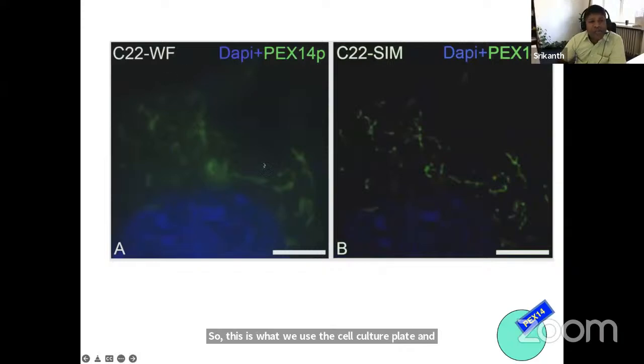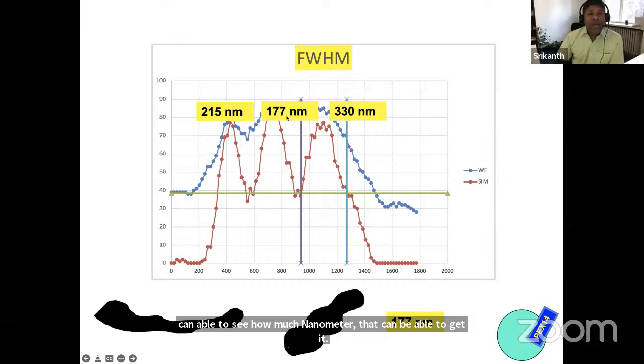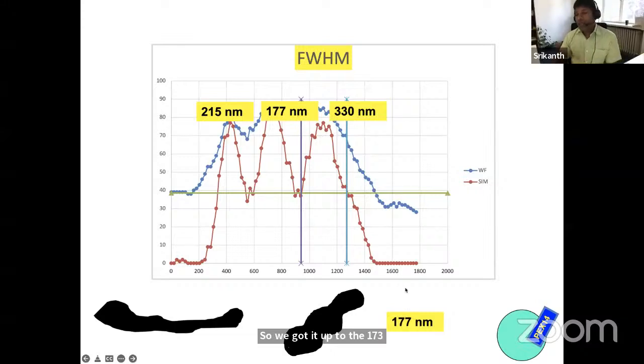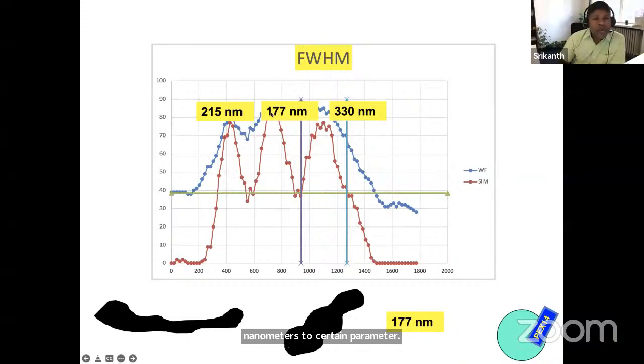You can see the typical structure of the peroxisomes, which is very beautiful, with the typical labeling on the membrane of the peroxisome, PEX14. There is a typical structure that you can analyze, called full width at half maximum, where you can see how many nanometers you can get. We got down to 177 nanometers, which is actually super resolution, because you break the law. The Abbe law gives a limit of 300 to 700 nanometers, so we reached a resolution where you can clearly see two particles at 177 nanometers.